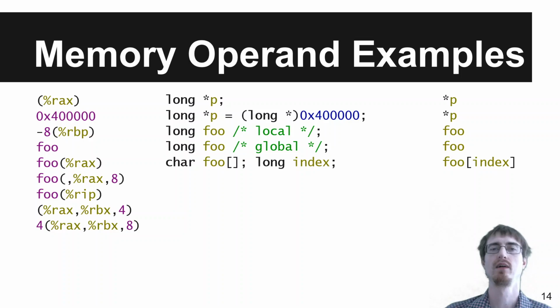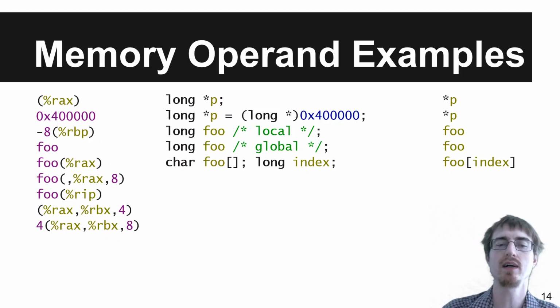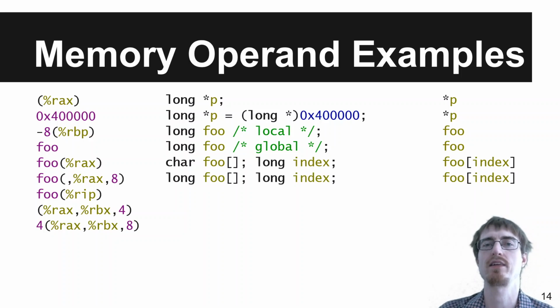Now the next one. We omitted the base here and instead added an index and a multiplier, a scale. So what does this mean? Well, it's the same except for the array type. In this case we multiply the index by 8. And this is typically seen for array indexes where you would have an element size of 8. The next one, foo, and then between parentheses RIP, which is the instruction pointer.